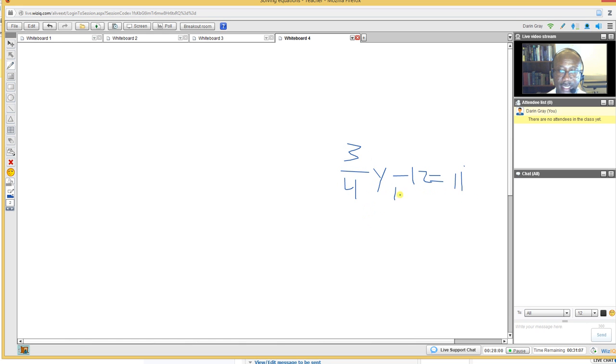So let's attack here. We add this 12. We add the 12 to this side because whatever we do to one side, we do to the other. Cross that out. We end up with 3/4 y equals 11 plus 12 is 23. Now we can multiply by the reciprocal. Whatever we do to one side, we do to the other side.